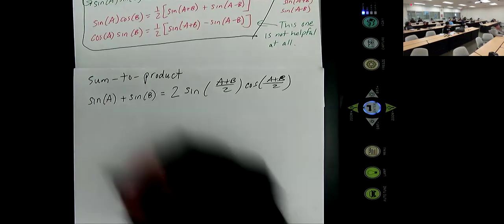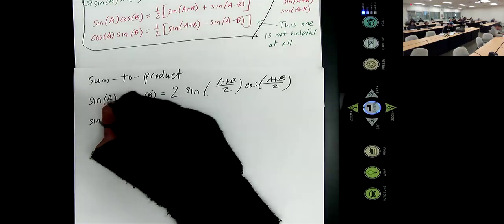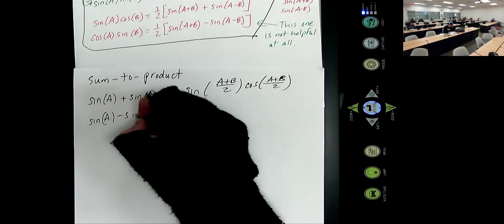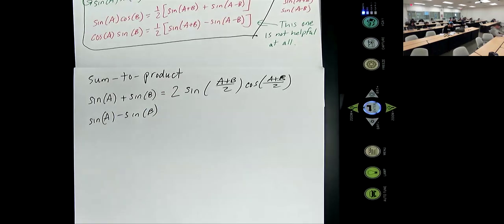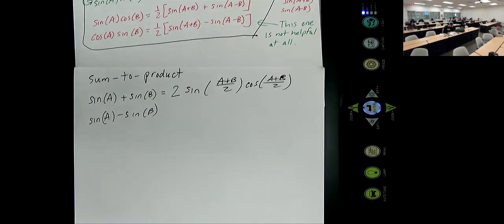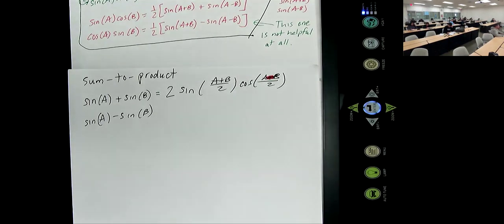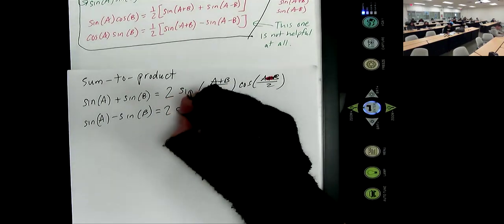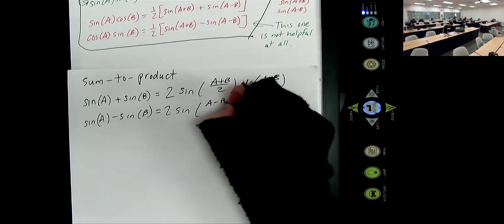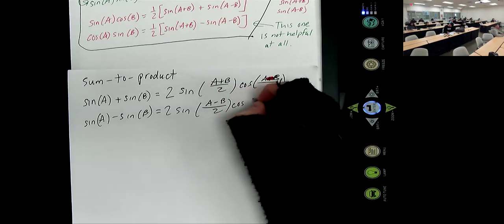There's a couple more, if we wanted sine of A minus sine of B. I did put the wrong sign down there, that's a minus. Like I said, you ain't gonna remember this. I can't even read my writing, it's that bad. This one has the minus now. And this one has the plus.